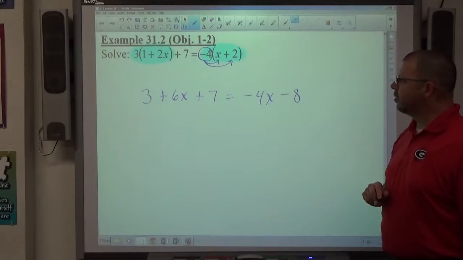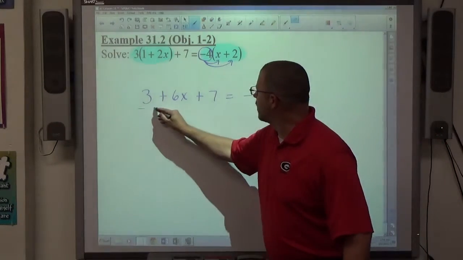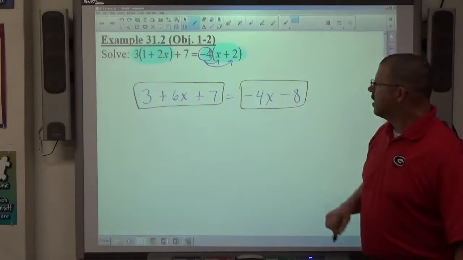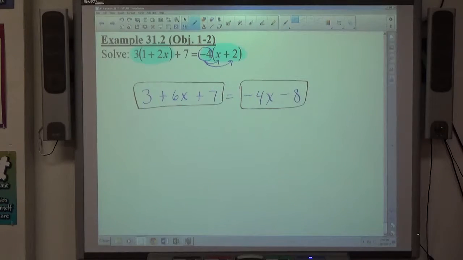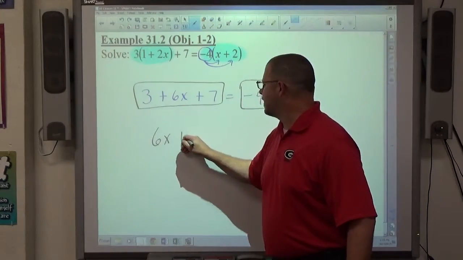Step 2 is to add like terms on the left and right hand side individually. So here's my left hand side of the equal sign. Here's my right hand side. Looking at both of those boxes individually, in the left hand box, 3 and 7 are like terms. So 6x has no like terms. 3 plus 7 makes 10.